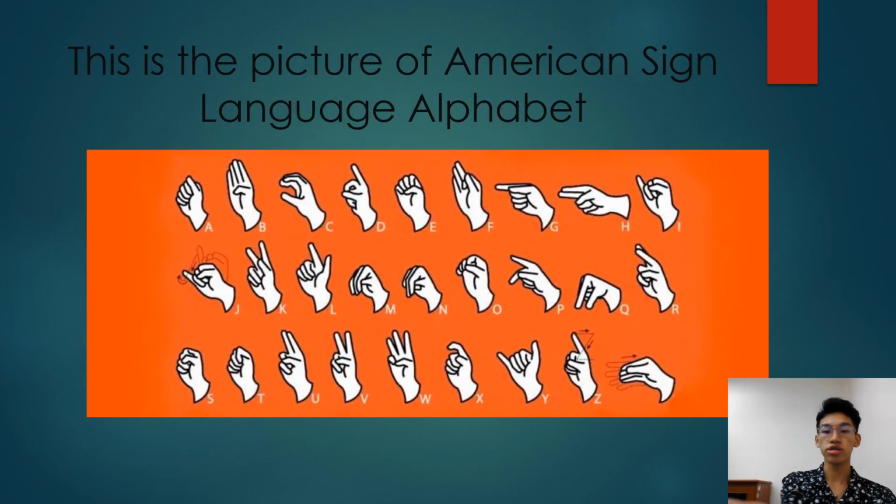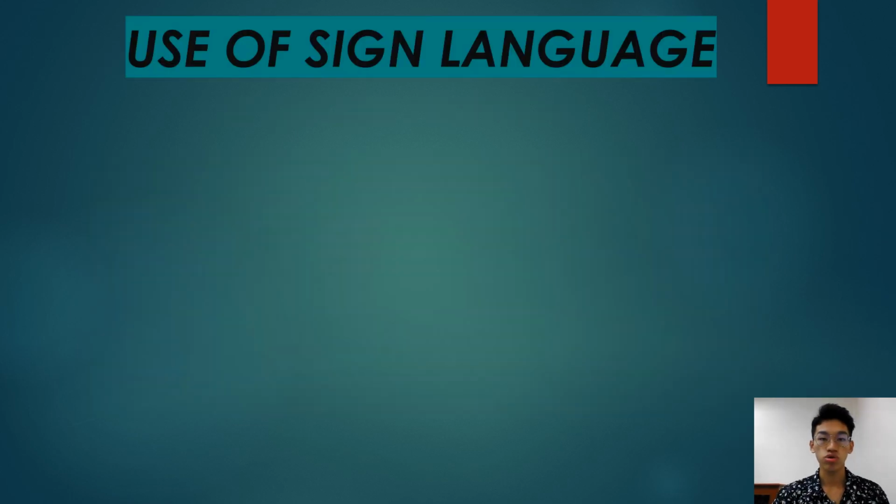So as you can see, the H is the same, but the I is a bit inclined. So this is the Malaysian and this is the American. Alright, so we are going to discuss the use of sign language.